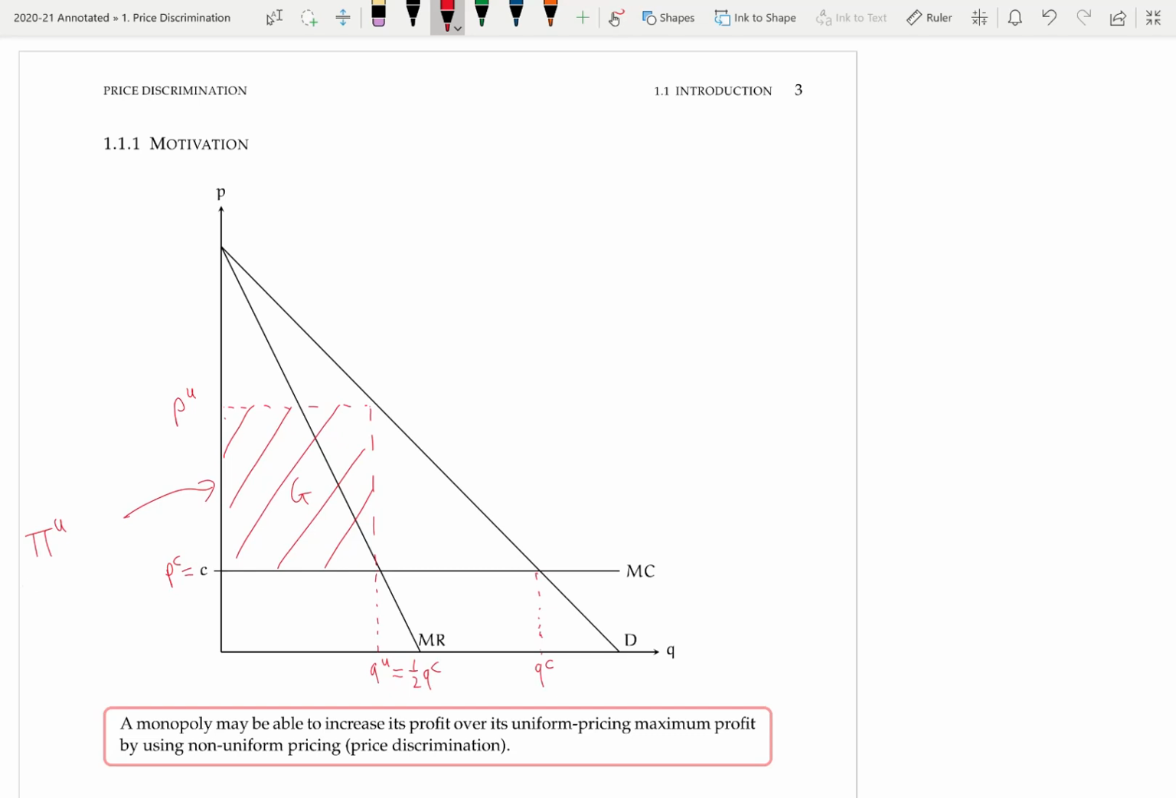Now let's identify two other areas on this diagram. Under competitive pricing, welfare is going to be the area under the demand curve, above the marginal cost curve, from 0 up to the competitive quantity here. So it's this big triangle. Let's label the two other areas in this triangle, E and F. So this is E, and this is F.